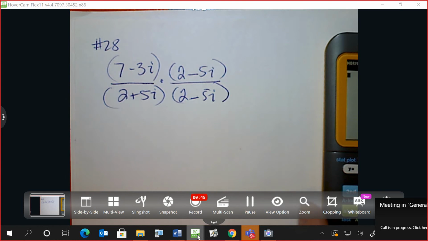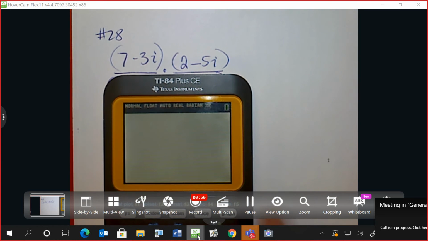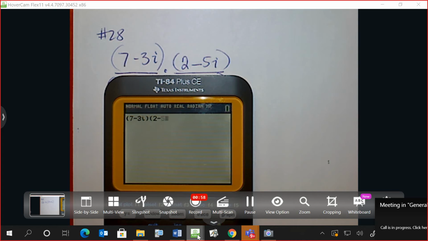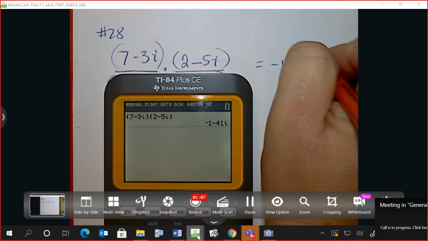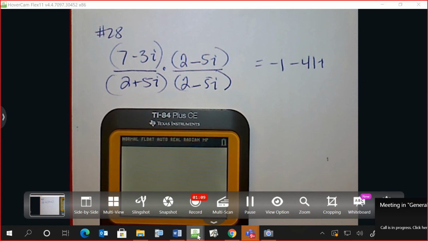Now I'm going to grab the calculator and let the calculator do the work for me. So I'm going to multiply the numerators. Parenthesis, 7 subtract 3i times 2 subtract 5i. I want to make sure that I correctly input it into the calculator, and I'm going to write it down. So negative 1 minus 41i. I'm going to do the same thing for the denominator.